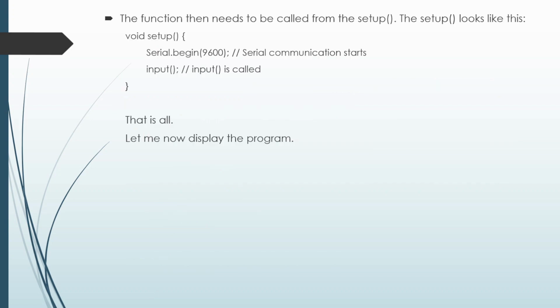All right, and the function then needs to be called from the setup function. The setup function looks like this. In the setup function, first of all, we start the serial communication. We say Serial.begin(9600), and then the input function is called. This is all that you need to write in your program.